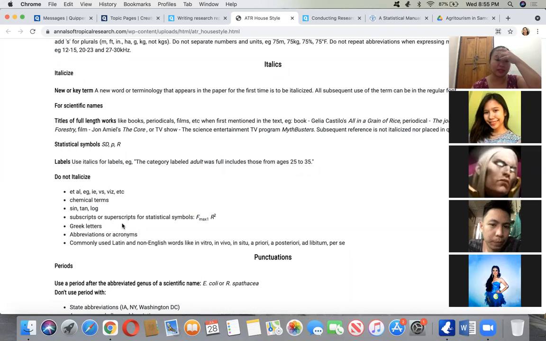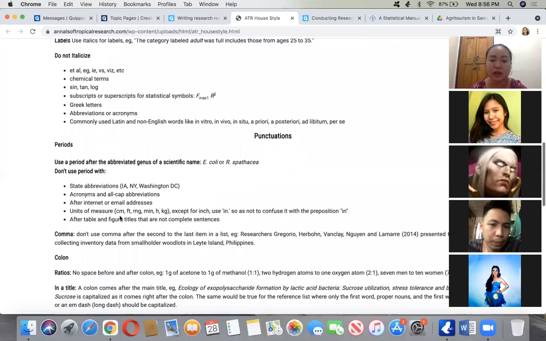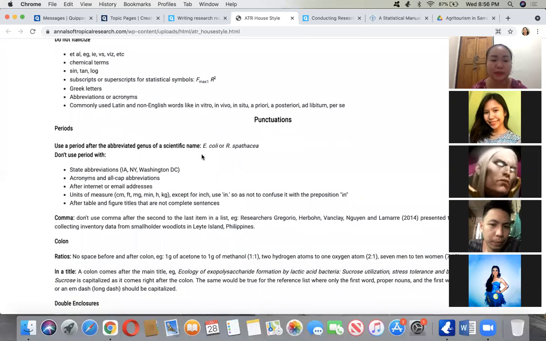These are Greek letters, sine, tan, and log. If you remember, sine, tan, again, that is the subject, geometry. And also punctuations, the use of punctuation. So for E. coli or Escherichia coli, you just use a period. And I don't know what's ours, but Phaceae, Ralstonia maybe. And also acronyms and abbreviations.